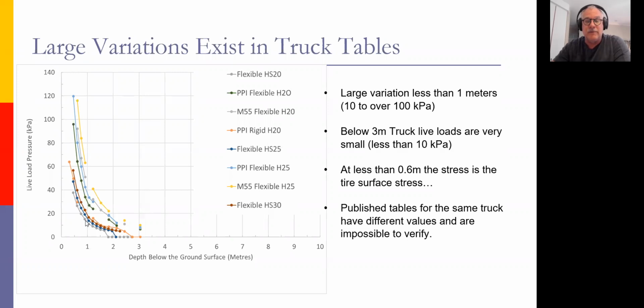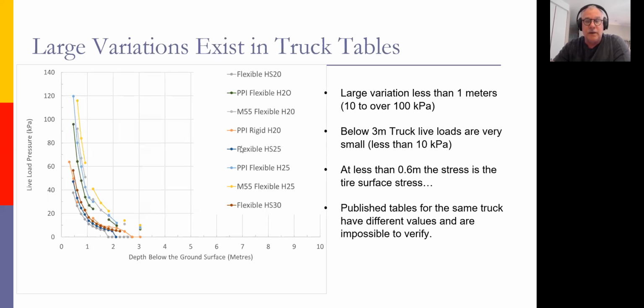Even though they're specifying an HS20 truck or HS25 truck or HS30, and you go to these tables, you'll get a bunch of different values. And which one's the right one? But they all follow the AASHTO supposedly method. And if you try to do calculations to validate these tables and these table values, you'll find that there's quite a spread, and it's very difficult to be able to do those.